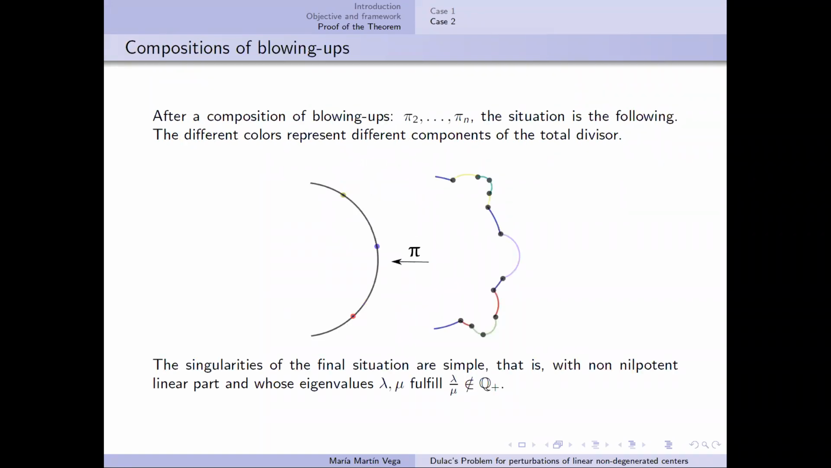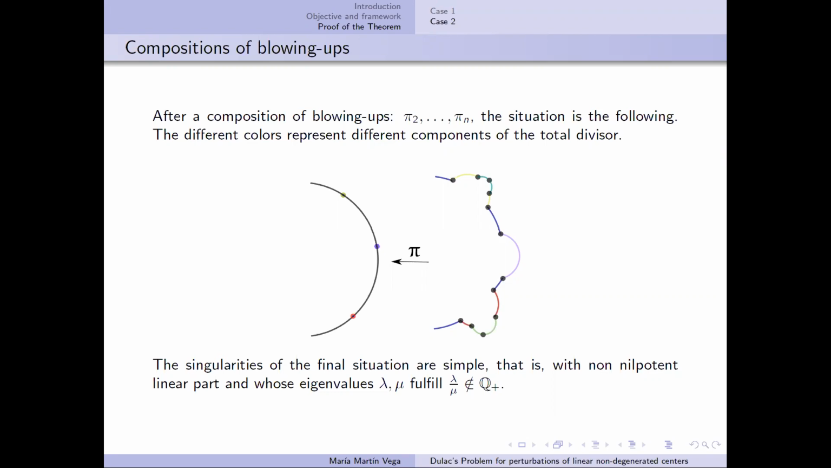Well, after this composition of blowing ups, this is an example of a final situation. We can see that, in different colors, I represented the different components of the divisor that we obtain with these blowing ups. And we have singularities that are corners and other singularities that can appear in the intermediate divisors.